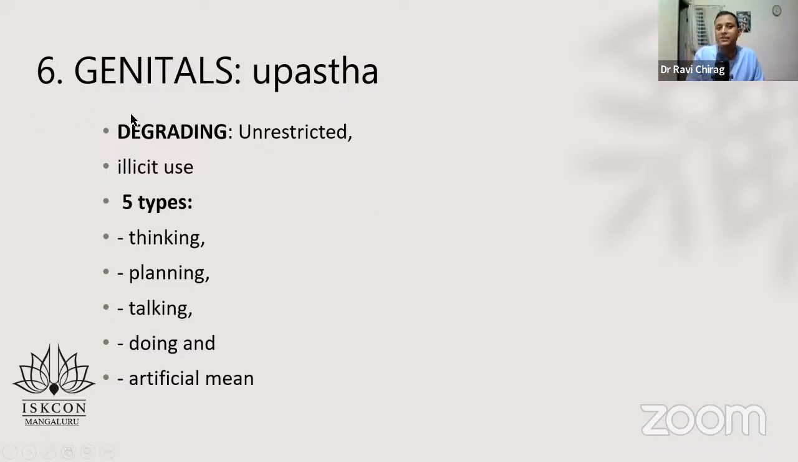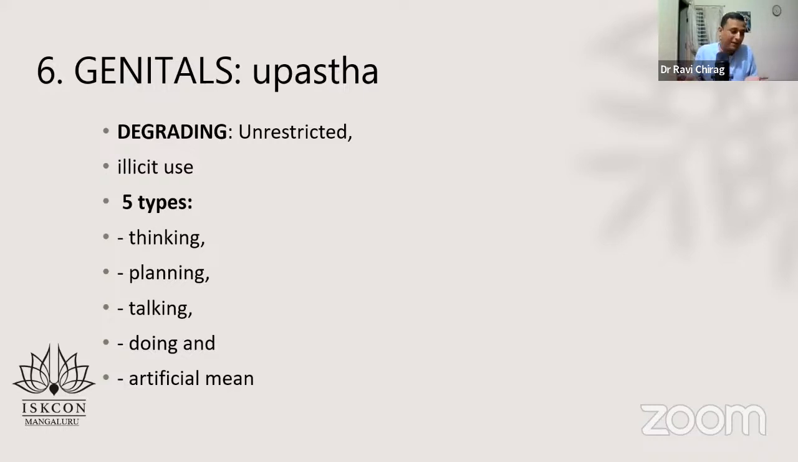Okay, so that is also genital or upastha vegam. So how to control that? Earlier days it was very easy. Why? Because when people were young, they used to be sent to the Gurukula. Under the Guru, they would be trained. Now, what is the training?